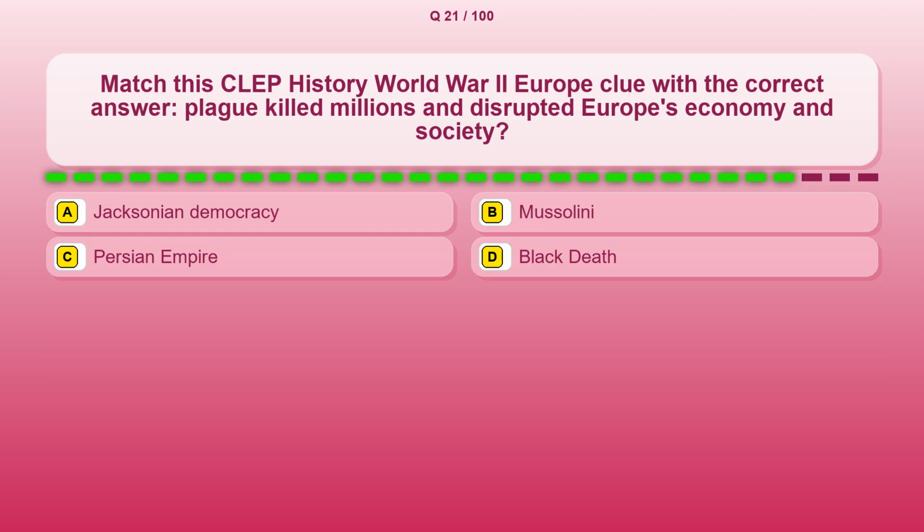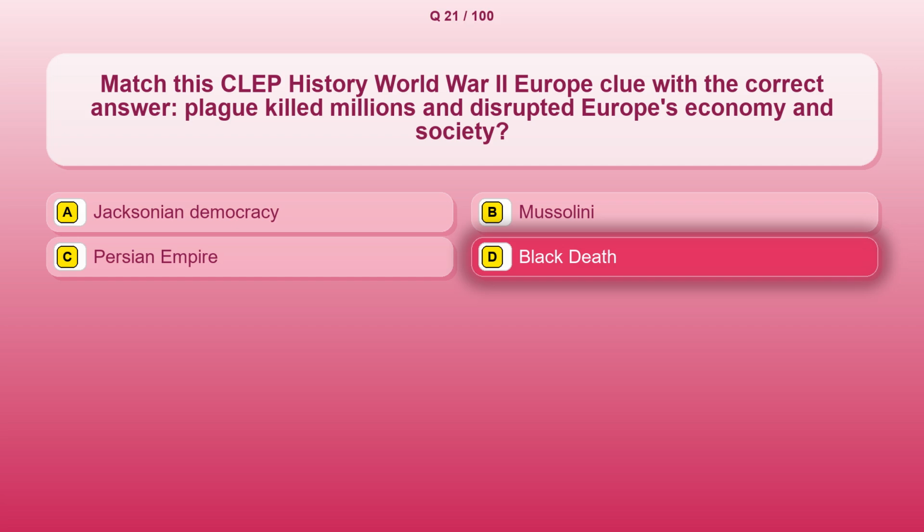Question 21. Match this CLEP history clue with the correct answer. Plague killed millions and disrupted Europe's economy and society. Option A, Jacksonian democracy. Option B, Mussolini. Option C, Persian Empire. Option D, Black Death.